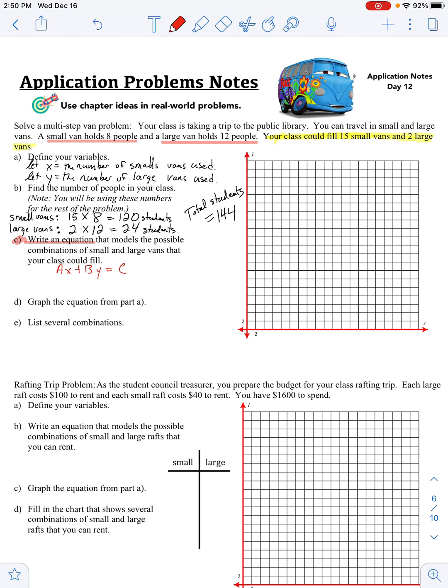So if we do the small van first, 8 people are going to fit in each small van. Remember, small vans we said was x, plus y was the large vans, and that is 12 people. According to this right here, 12 people are going to fit in the large van. And that needs to equal the total number of students in our class, which we already computed back in part B to be 144 students.